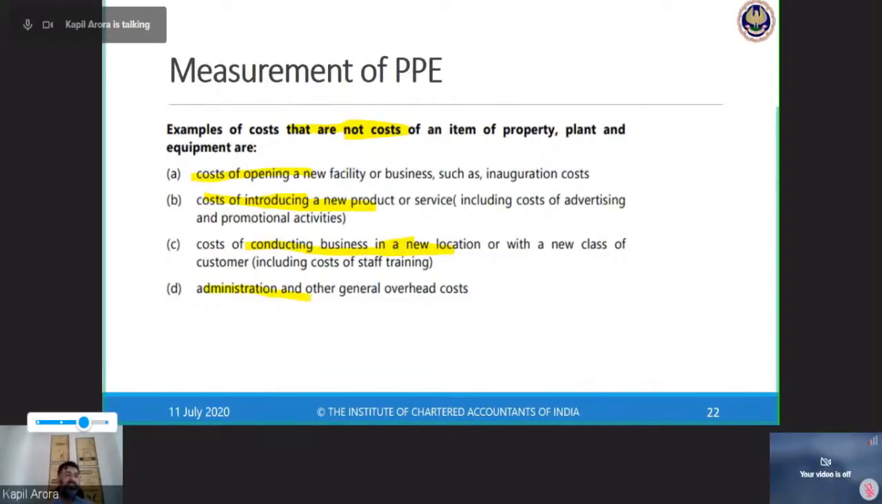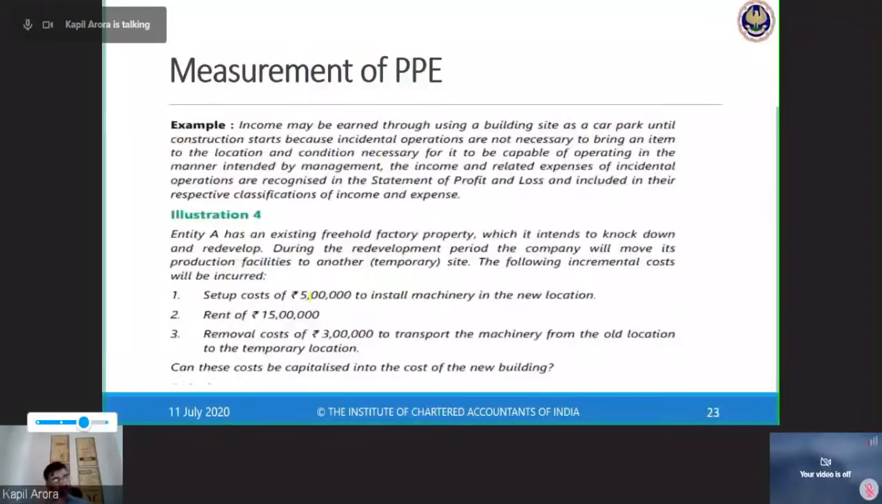Anybody has any question, right? We are discussing one example. Anybody has any question, please raise it right now. Pallavi, when estimation changes, my depreciation will also change.